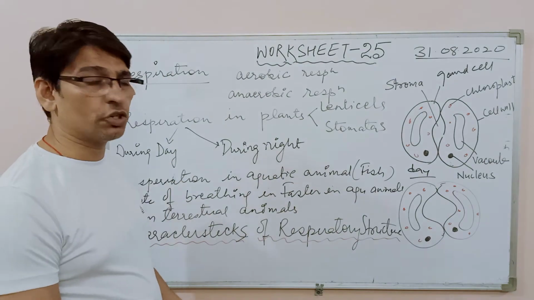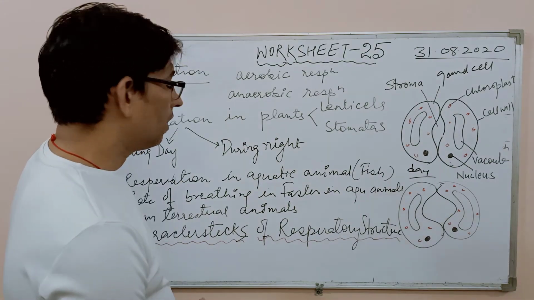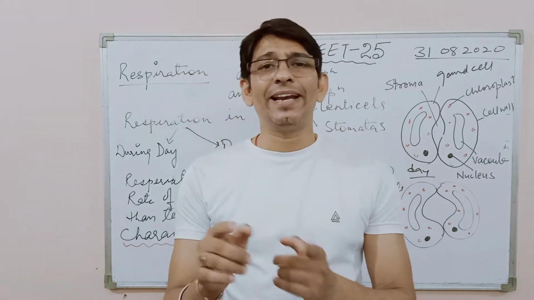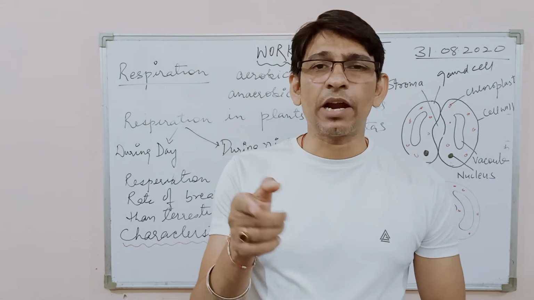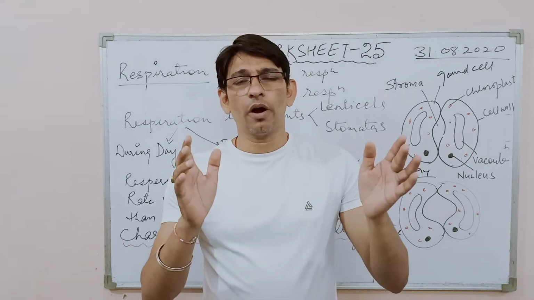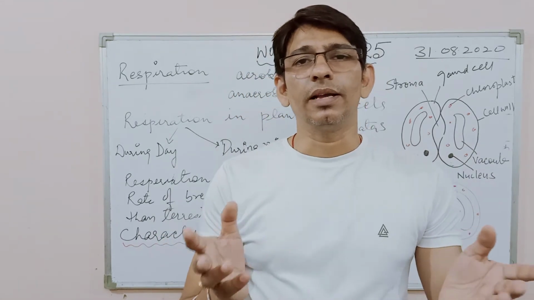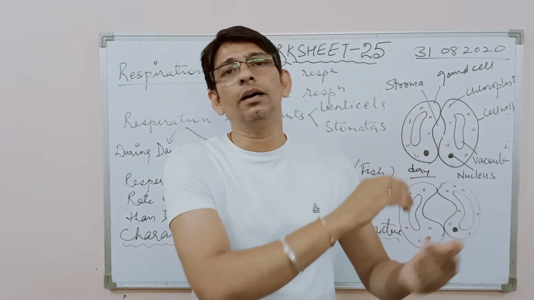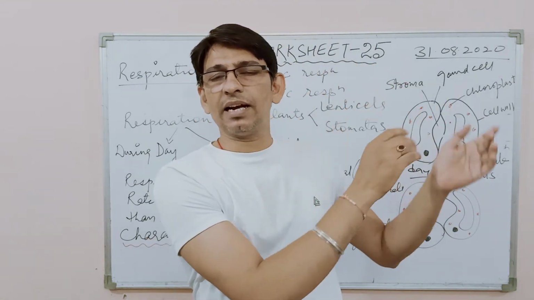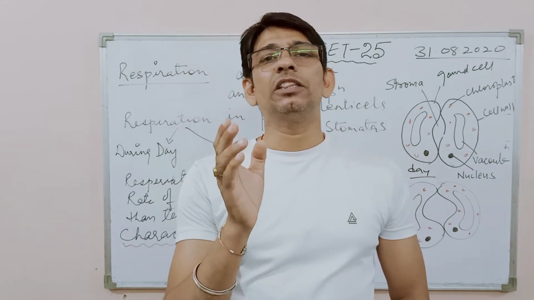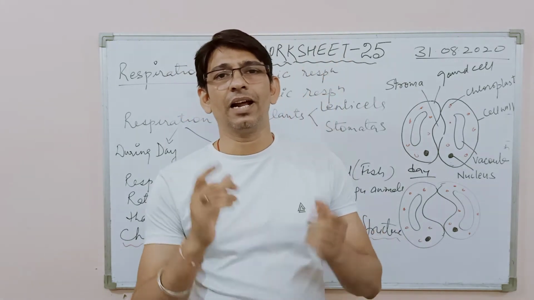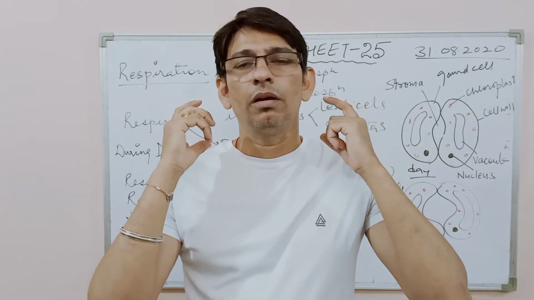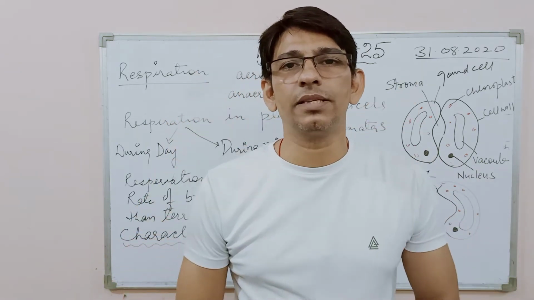So we have seen what happens during day and night time. Next topic given in the worksheet is about respiration in animals, especially in aquatic animals, those organisms which are living in water. Example, fish. How do fish breathe? We have seen in the earlier classes that fish breathe through gills. Means there is a pair of gills present on either side of the body, which are covered by a flap-like structure called operculum.